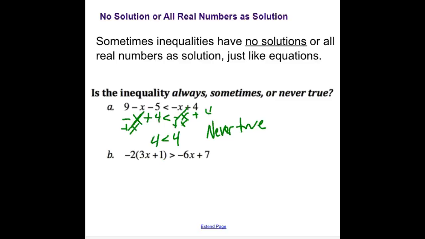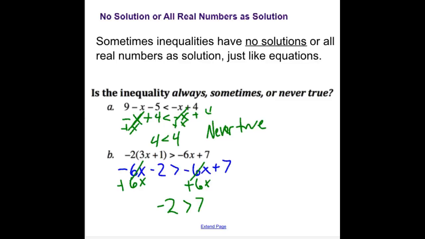So what I want you to do now is pause this video and try this next one, and then let's see what you got for your last statement and discuss it. You end up with this statement, -2 is greater than 7, so we just have to think about that. Is that true? If you have -2, is that greater than having 7? No, it's not, so this is never true.